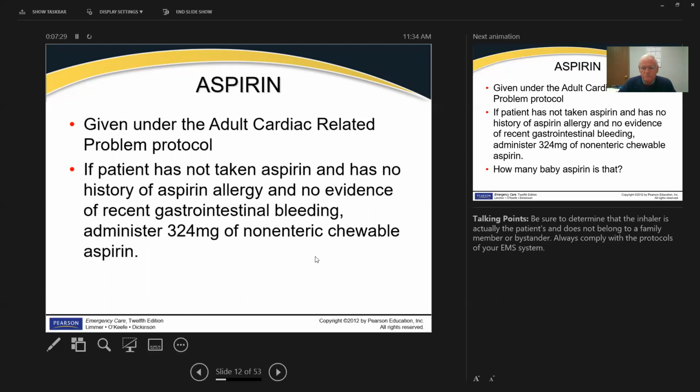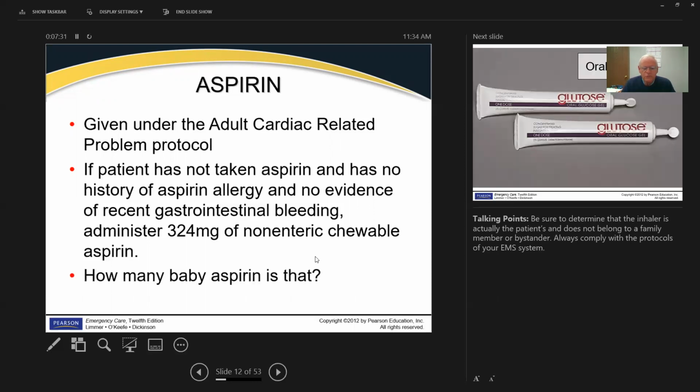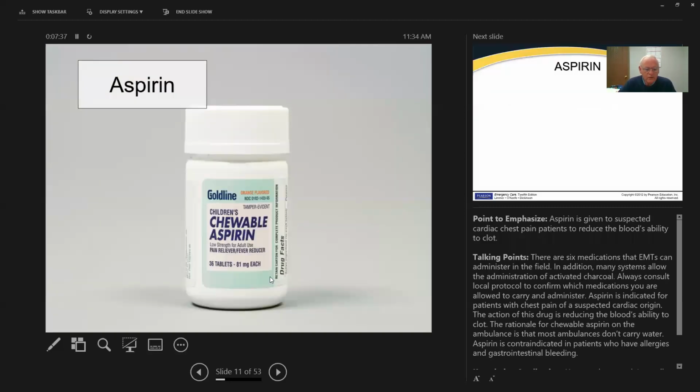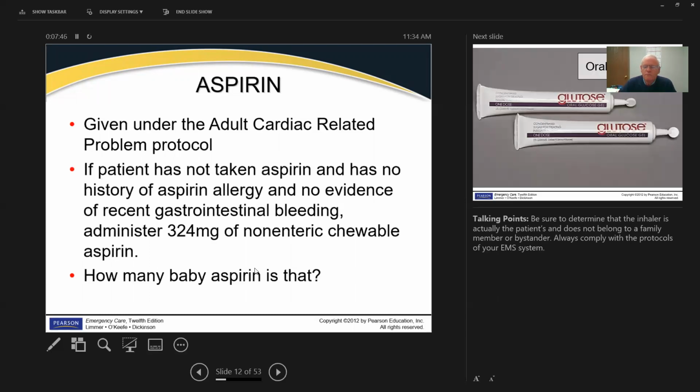That's regular baby aspirin. So 324 milligrams, how many aspirin is that? Well, let's go back up and look at the bottle. And right here it says 81 milligrams each. So that means to give 324, you're going to have to give them 4 baby aspirin. Okay, so that's the right dose for aspirin for a cardiac patient.